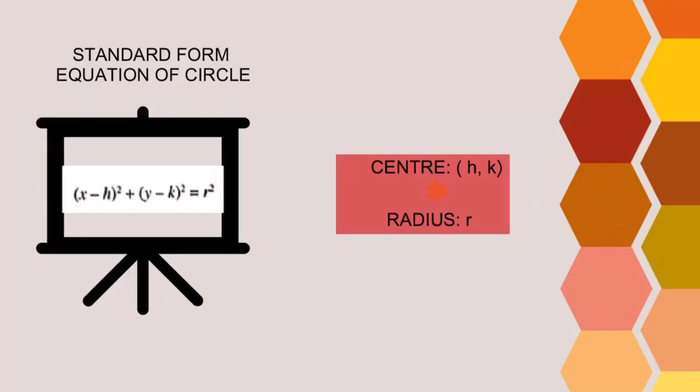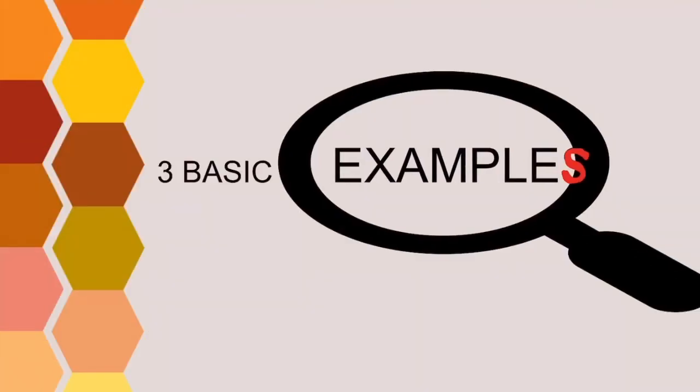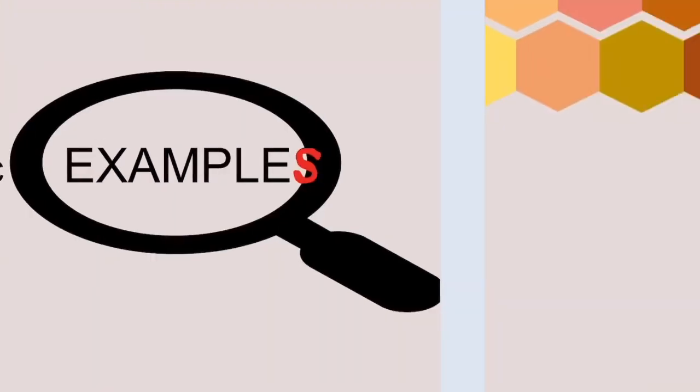From the previous video, you have known that the standard form of equation of circle is x minus h squared plus y minus k squared equal to r squared, where your center is (h, k), so you can get h from here, and you can get k from here, and then your radius is equal to r. So this is your radius. Therefore, let's go through three basic examples on the topic of circle.